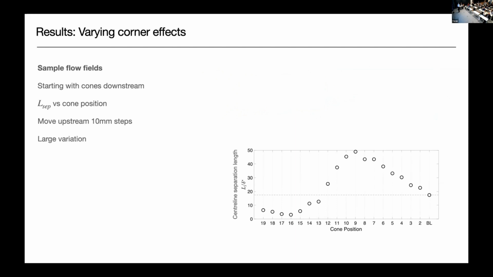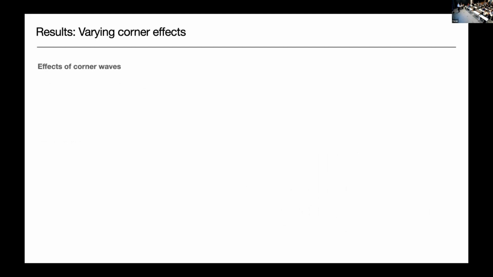Okay, so these are all the different cases that we considered. So 19 different positions. And we see we get a very large variation in the separation length. So more than double the baseline and going down to almost having no separation at all. Okay, so how are these corner waves producing this effect?